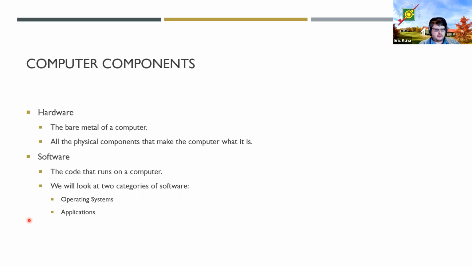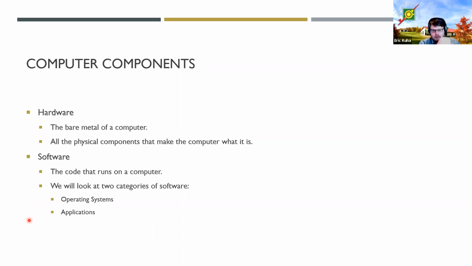Software is a little different. Software is something you can't touch. It's something you can't feel. It's the code that's running on the computer. It's electrical signals. That's all it is. It's just electricity and wires flowing in a certain pattern, a very complicated pattern.